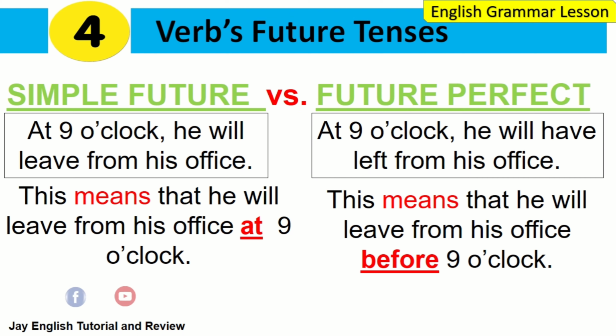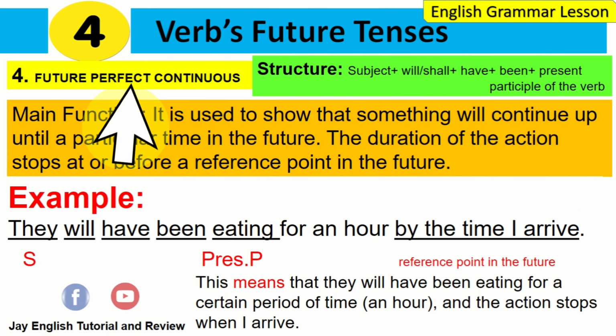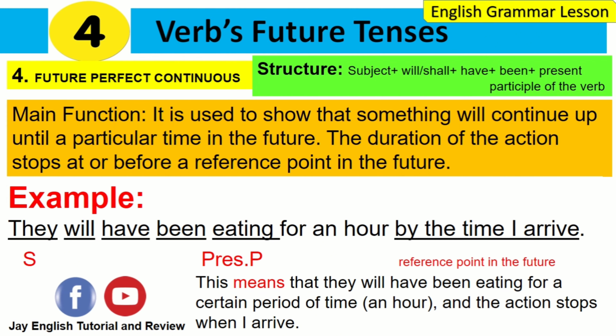Earlier, it was at 9 o'clock. So it was specific that at 9 o'clock he will leave from his office. But here in the future perfect, the time that the action is going to be completed has a range. So it will be between now and this coming 9 o'clock or before 9 o'clock. To be sure, this presentation tells us that using a specific verb tense can make a difference in the meaning of our sentence. And now let's proceed to the last one, the future perfect continuous.